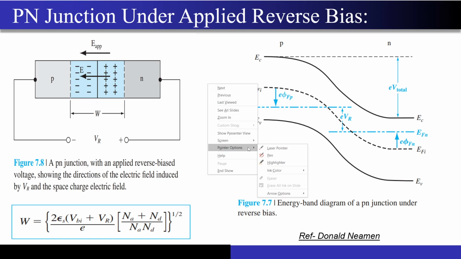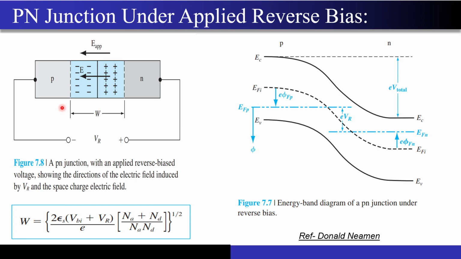So now let me turn on the laser pointer. See, now what is actually happening when we are applying the reverse bias, right? So the first thing that we said was, this depletion region will widen up, right? And now one more thing that happens is this built-in voltage, the bending that happens in the energy band diagram, it was initially Q times VBI, right?